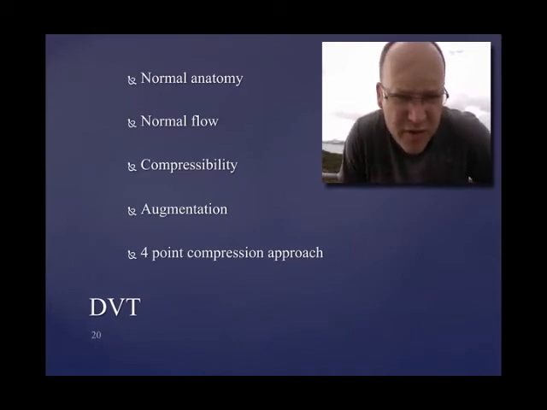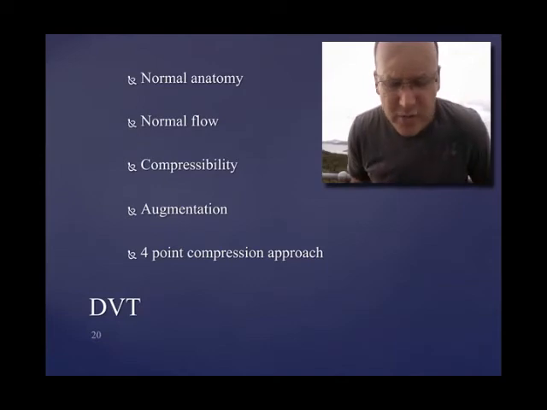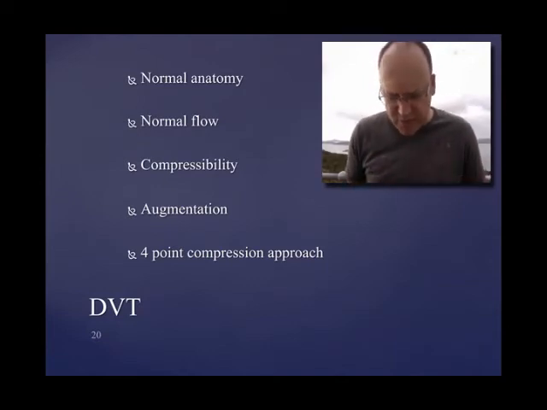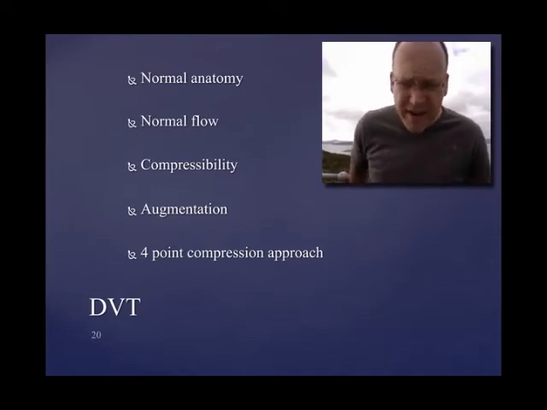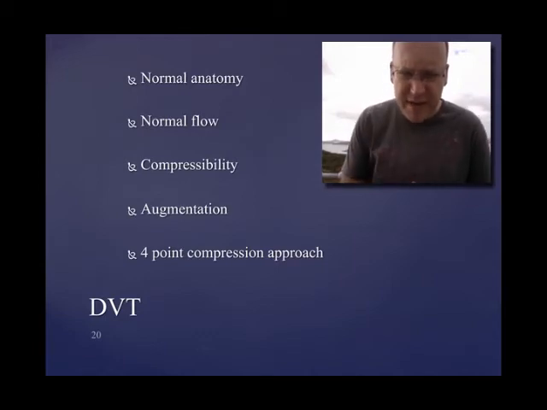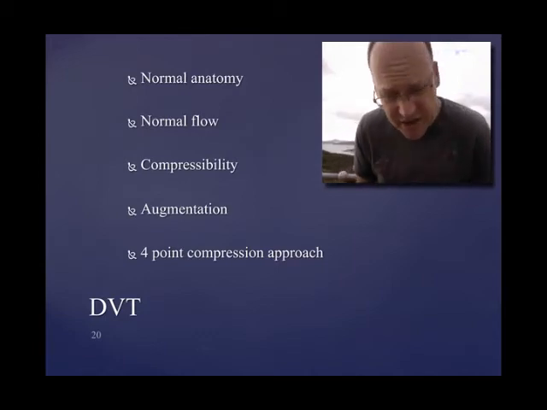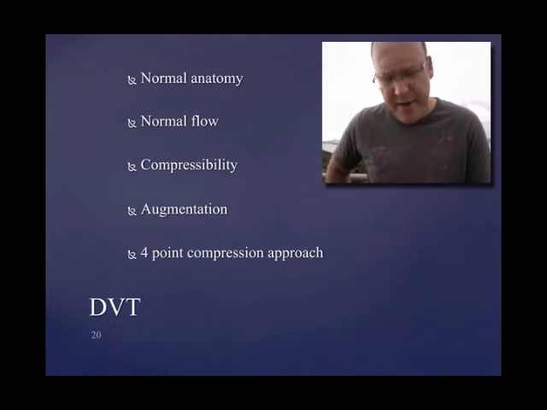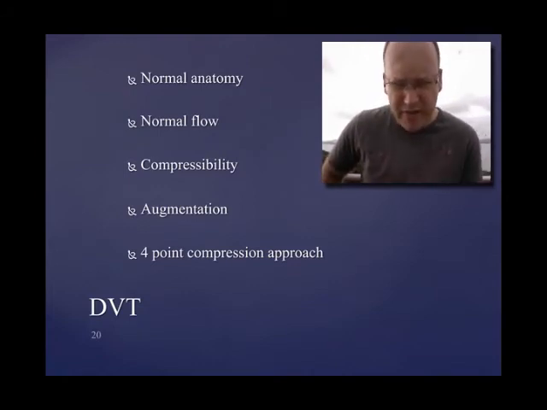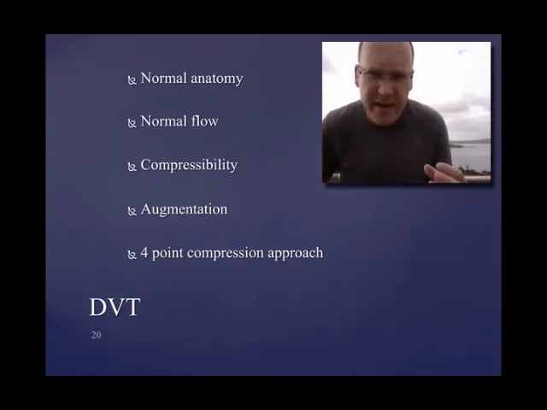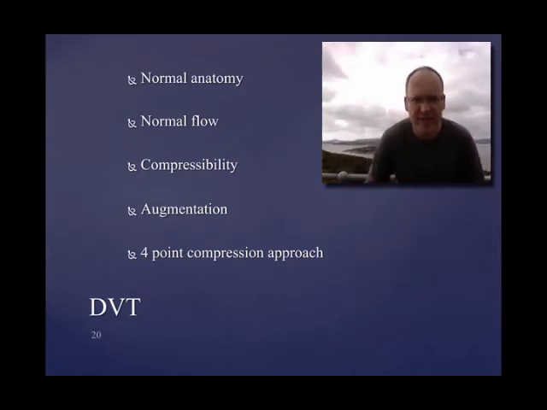When you're looking for DVTs, it's important that you understand the normal anatomy of veins, the normal flow, that they're compressible, you understand augmentation, and there is a relatively quick approach. One thing that we often do, we know that veins are compressible. So when they're full, when you press with the ultrasound probe, the artery, which is under higher pressure, unless someone's actually in arrest, doesn't compress very easily and is round and pulsatile, whereas the vein compresses with each beat.